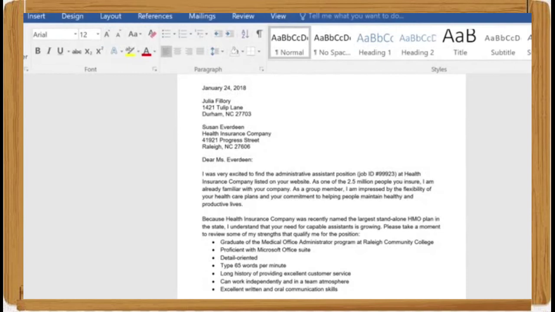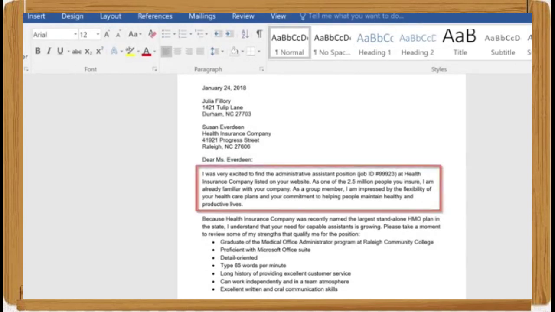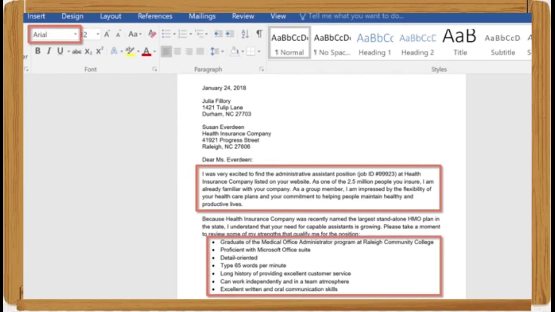Finally, format your cover letter to be easy to read. Use single-space paragraphs and a default font that's easy to read, such as Times New Roman, Arial, or Tahoma. Highlight your qualifications with bullet points or bold text, and be sure to keep your cover letter to one page.